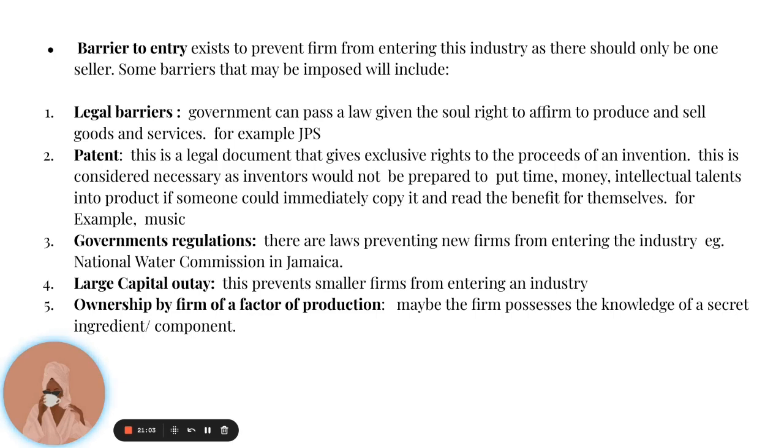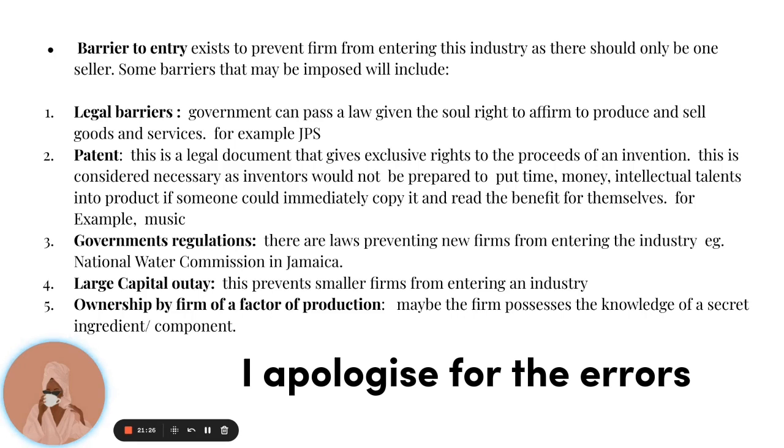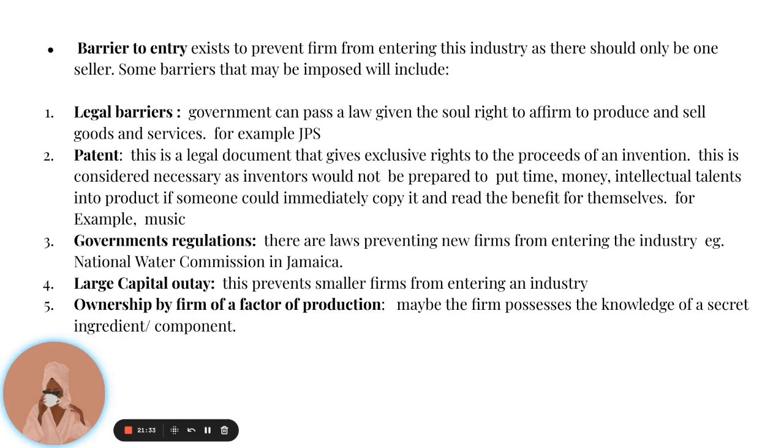Now, some of the barriers that may be imposed include legal barriers, where the government can pass a law giving the sole right. Why did I spell sole like that? It should be S-O-L-E. My bad. Given is also spelled incorrectly, so I'm sorry about that, guys. So the government can pass a law giving the sole right to a business to sell or produce a particular good or service. For example, JPS. In Jamaica, JPS is the sole provider of electricity, right? Yes, and the same is true for the National Water Commission. Anybody else out here a sole provider of anything?